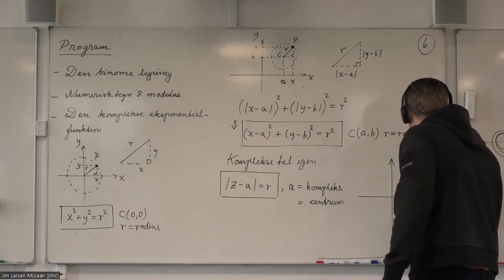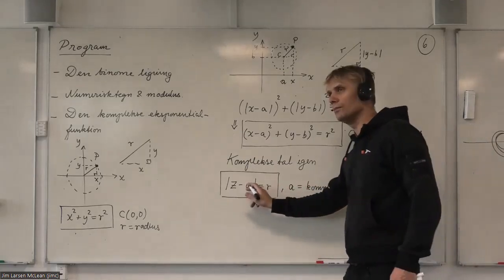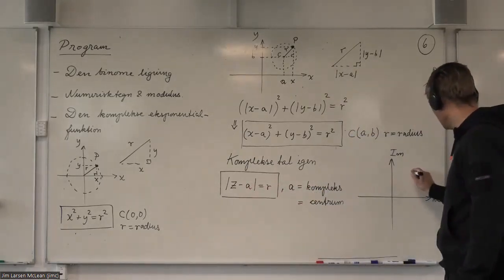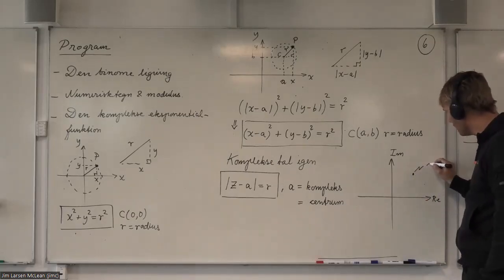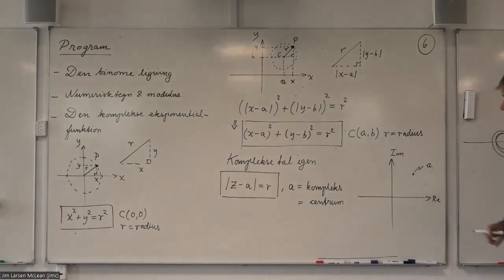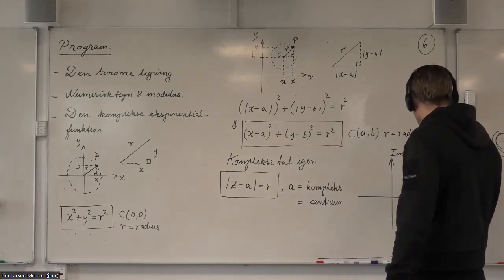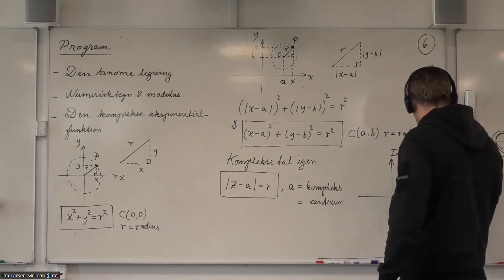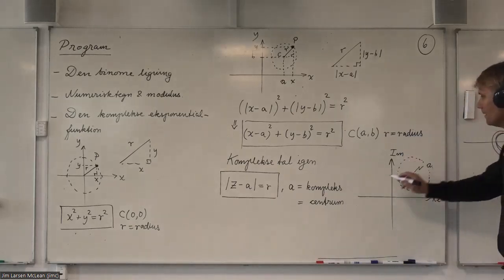Here are the real axis and the imaginary axis. And then I just start by creating a center. Let's call it a. This number a is a complex number. And then I need to go out a radius r. It may just be sitting here. So this circle right here is described right here.